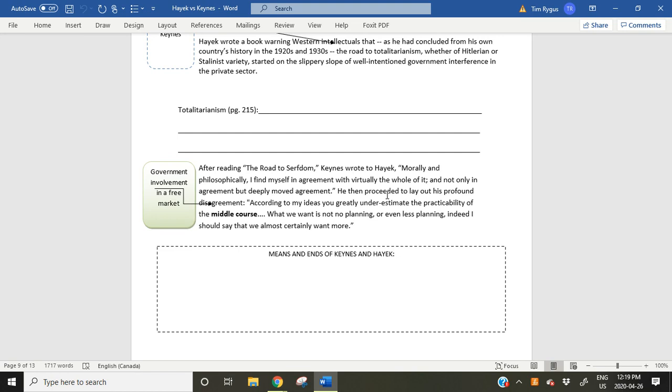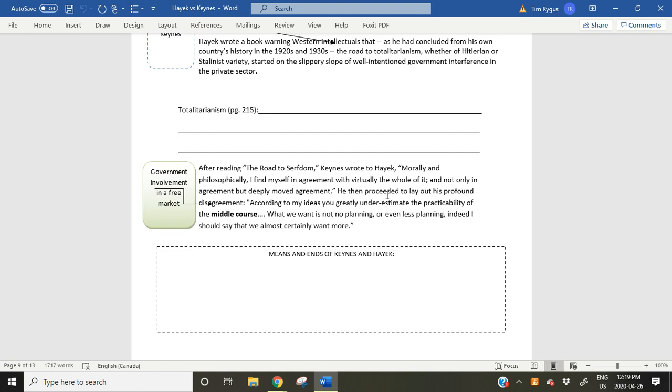After reading The Road to Serfdom, Keynes writes to Hayek and he says, morally and philosophically, I find myself in agreement with virtually the whole of it. And not only in agreement, but deeply moved agreement. He then proceeded to lay out his profound disagreement. According to my ideas, you greatly underestimate the practicability of the middle course.